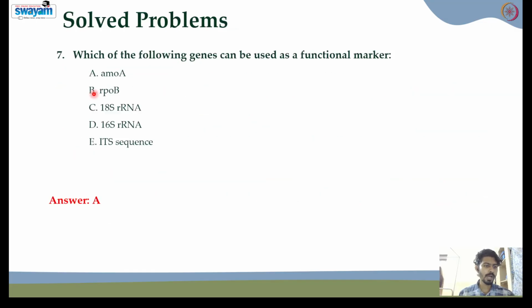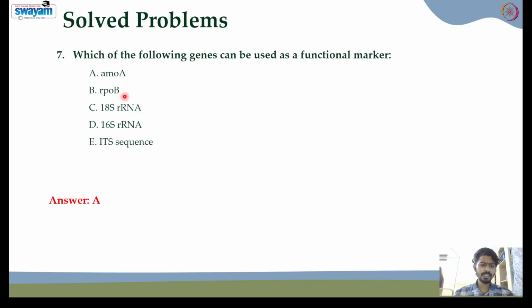So we will see why other options are incorrect. If you see the RPOB gene, what does it code for? It codes for the beta subunit of the RNA polymerase enzyme. That is why it is called RPO, the beta subunit. It is involved in transcription, but it is not directly linked to specific functional activities as we saw in the AMO-A gene, which plays an important role in the nitrogen metabolism in many bacteria.